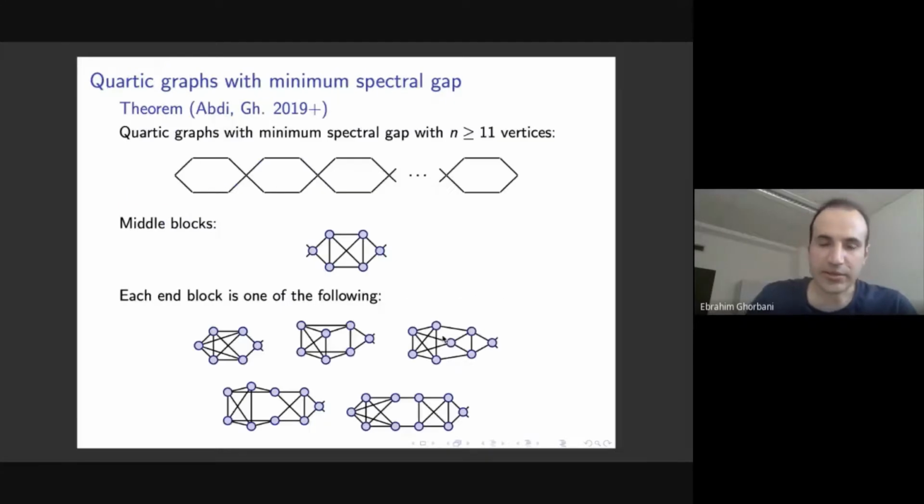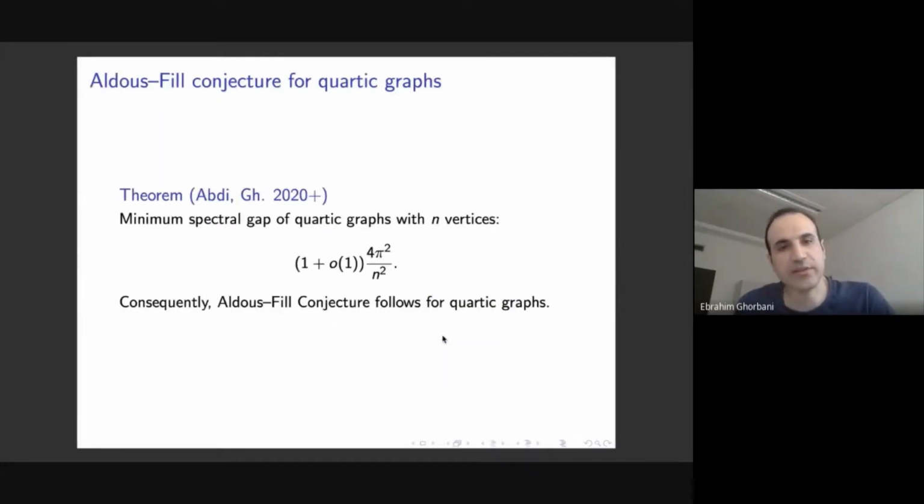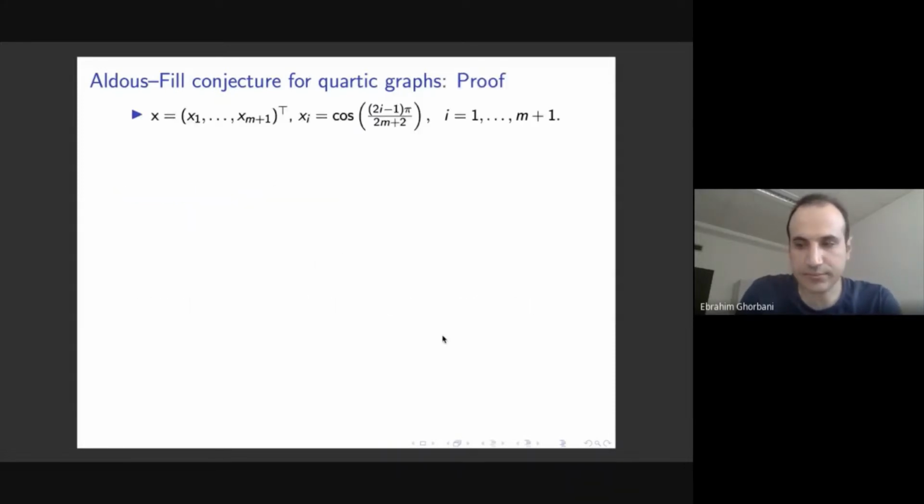So here is the result. We actually computed the algebraic connectivity, and it is just two times the one we had for the cubic case. So the minimum algebraic connectivity or spectral gap of a connected quartic graph is about 4 times pi squared over n squared. And from this, the Aldous-Fill conjecture for quartic graphs follows. So I want to give the proof sketch of this theorem. It uses some nice ideas. So we start by this vector.